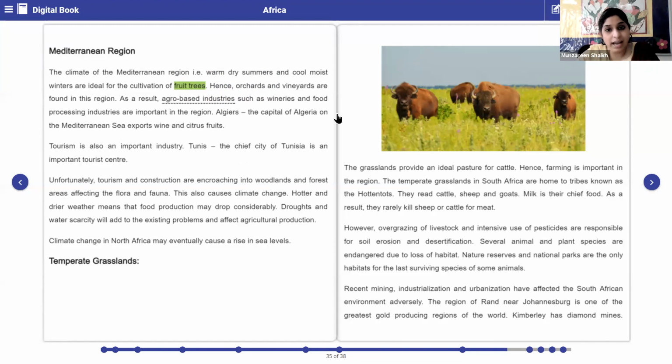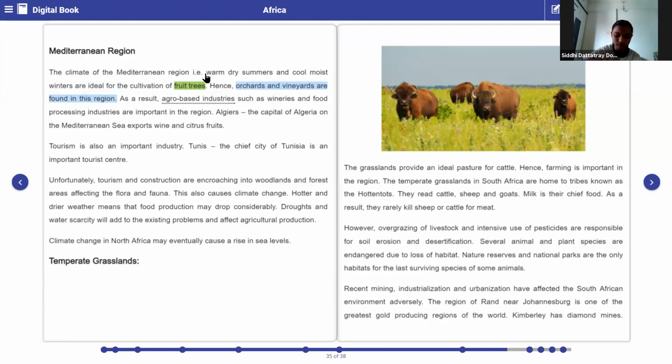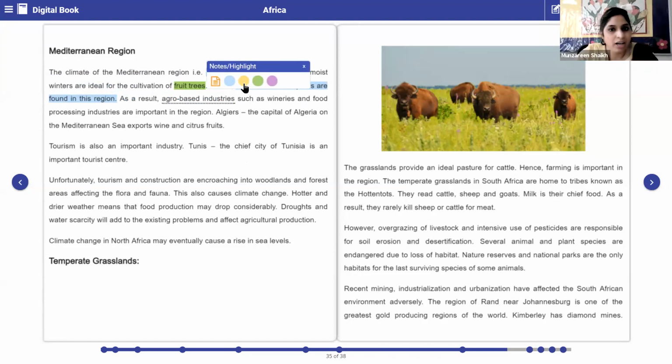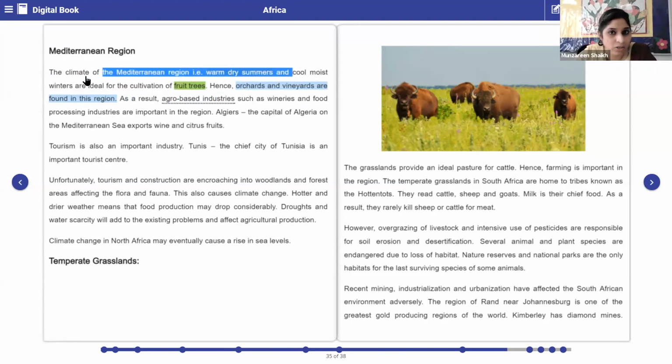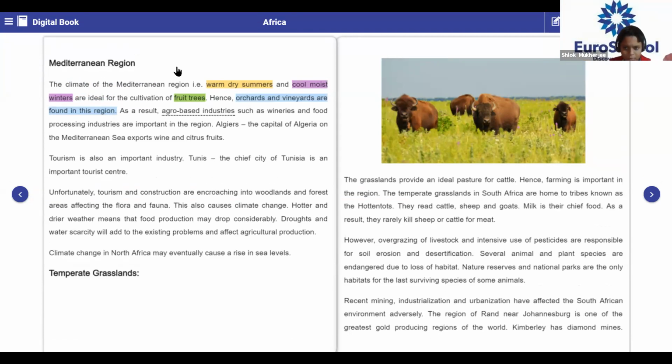Hence, orchards and vineyards are found, underline this. Vineyards found in this region. Also, agro-based industries. See, if there are fruits, if there are orchards, if there are vineyards, you will have agro-based industries. That means industries which depend upon agriculture to make their product, right? From fruit, what do we get? Come on, guesses. What do we get from fruit as a finished product through agro-based industries?